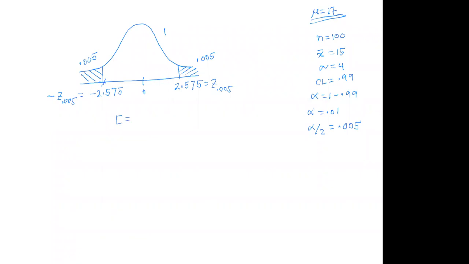Now you can calculate the confidence interval, but in order to do that, you need to find the margin of error, which is z sub alpha over 2 times sigma divided by the square root of the sample size, which is going to be 2.575 times sigma. Sigma is 4 divided by square root of the sample size, square root of 100. If you simplify it, it comes out to be 1.03.